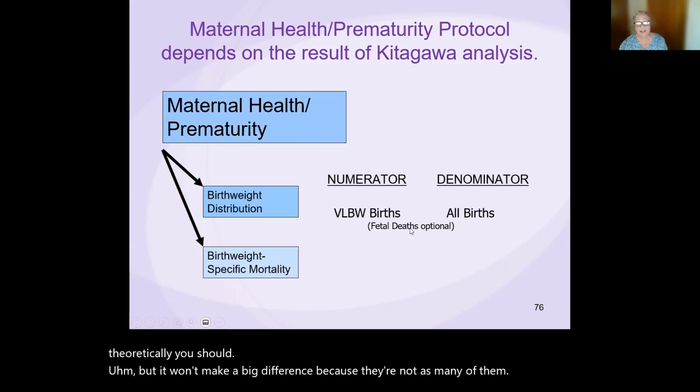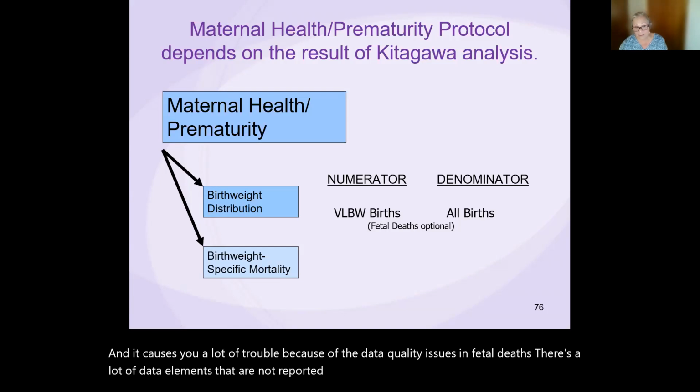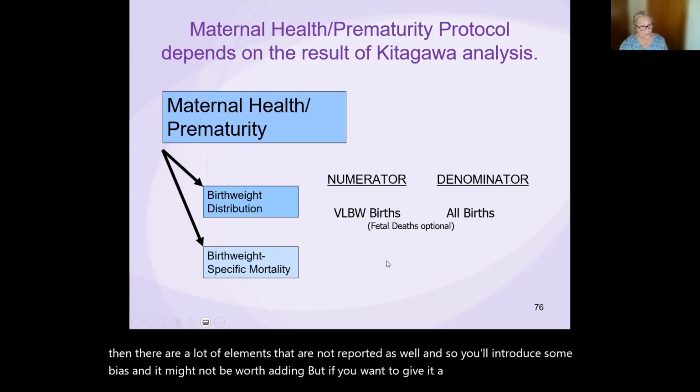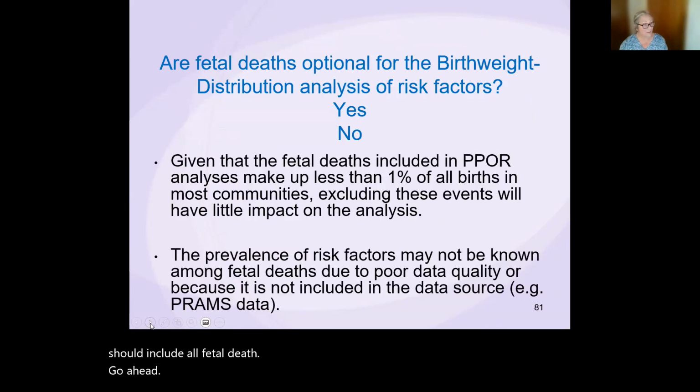And it causes you a lot of trouble because of the data quality issues in fetal deaths. There's a lot of data elements that are not reported in fetal deaths at all. The states just don't do it. And then there are a lot of elements that are not reported as well. And so you'll introduce some bias and it might not be worth adding. But if you want to give it a try, theoretically you should include all fetal deaths. Less than 1% in data quality problems.